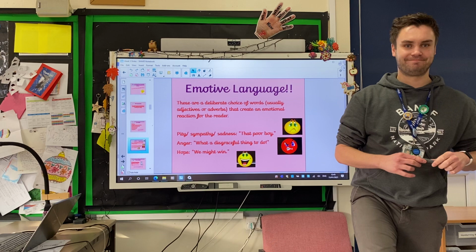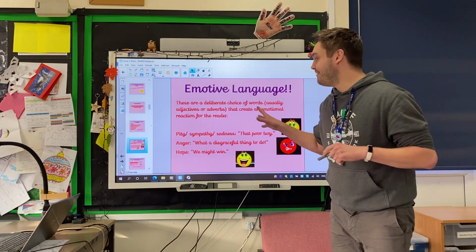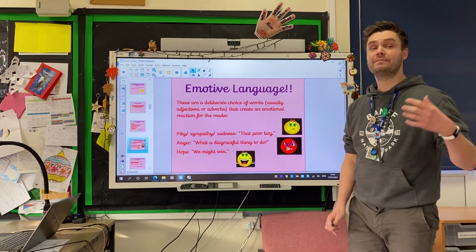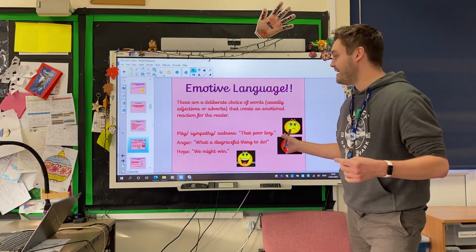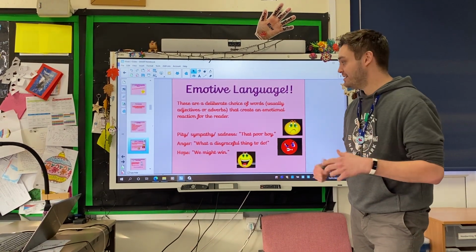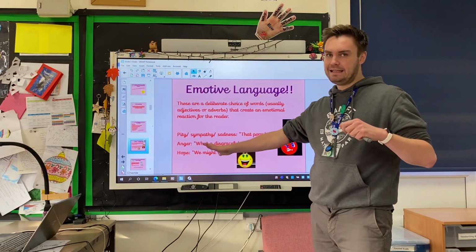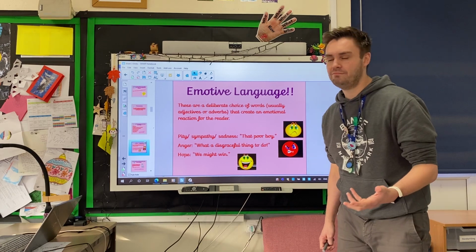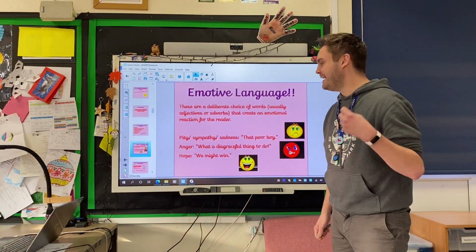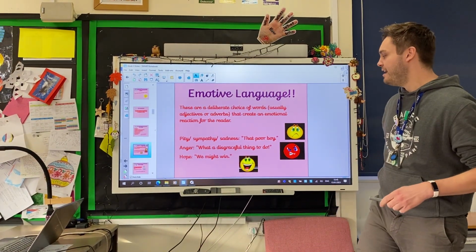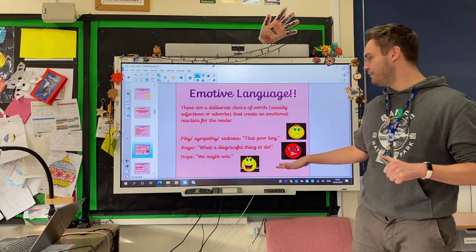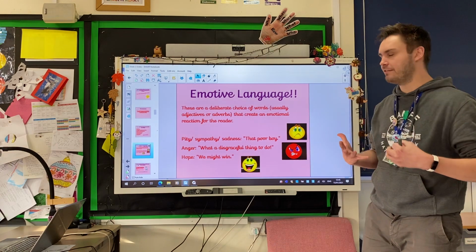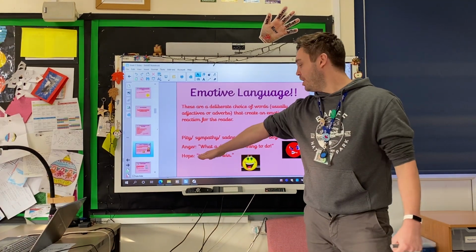Emotive language. Now, these are a deliberate choice of words. They're usually adjectives or adverbs, but they can sometimes be nouns as well, that create an emotional reaction for the reader. So if you want to create an idea of pity, sympathy, or sadness, you might go, that poor boy. Rather than saying that boy, the word poor indicates a little bit of sadness there. Anger. What a disgraceful thing to do. The word disgraceful gives the idea of anger there, really emphasizes that. Hope.